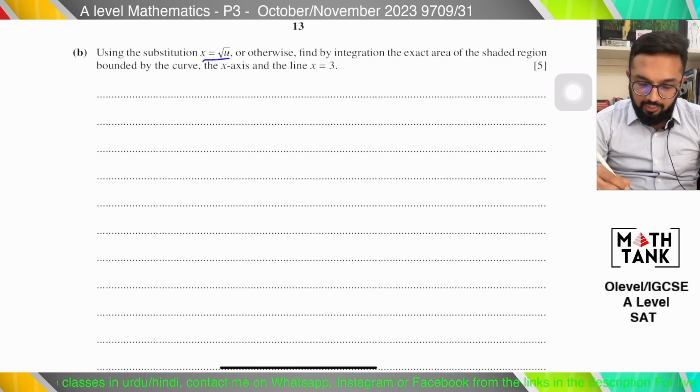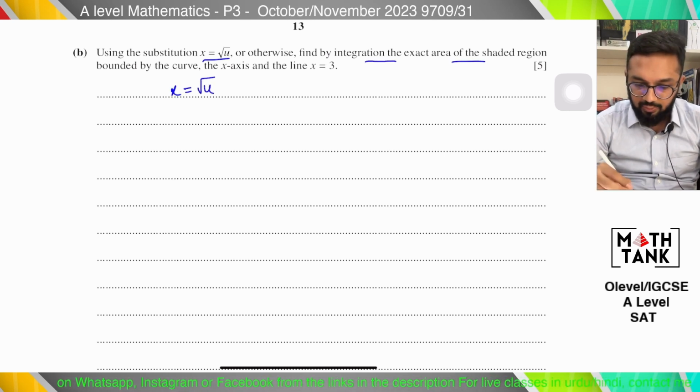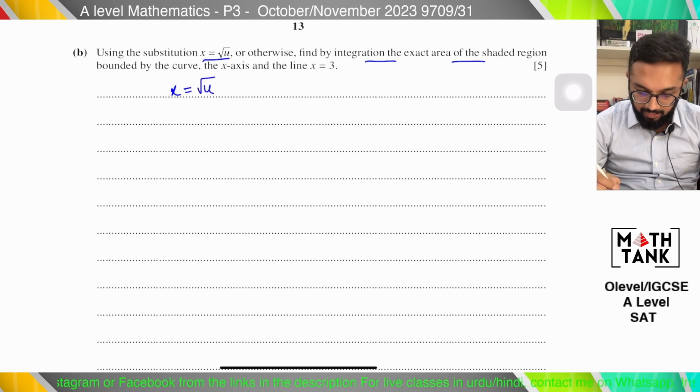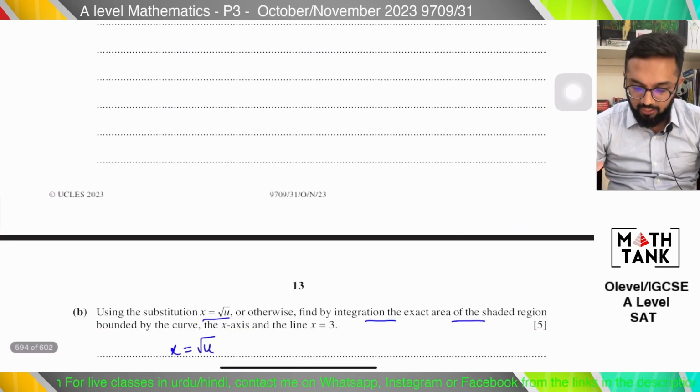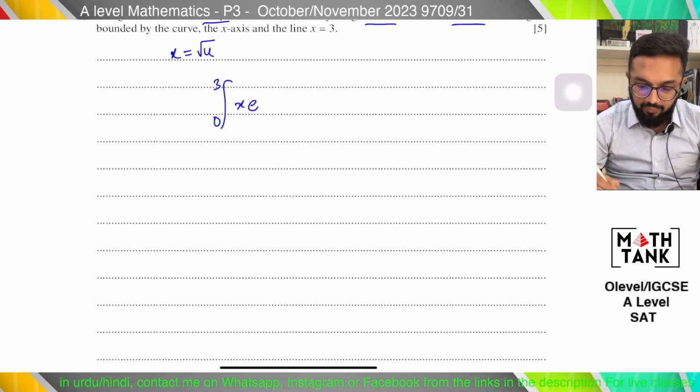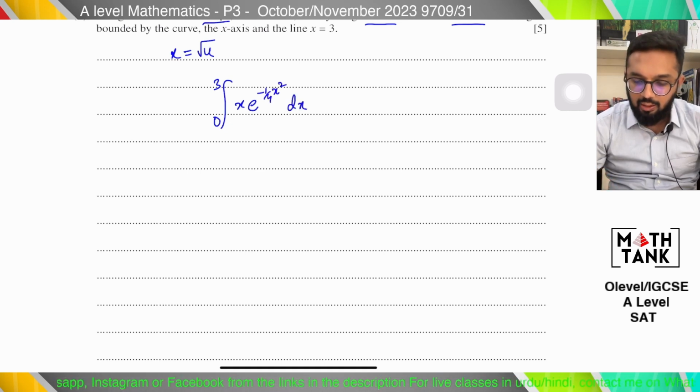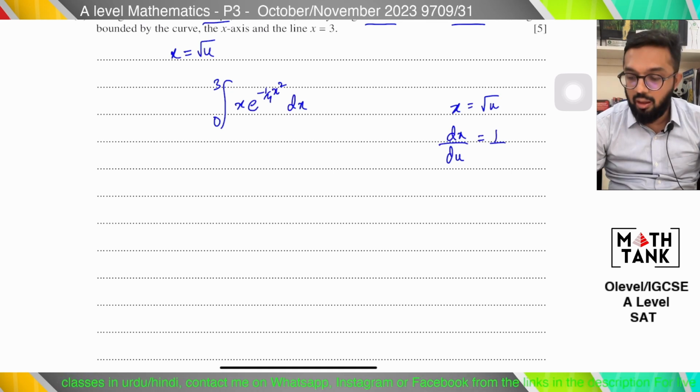Using the substitution x equals root of u, or otherwise, find by integration the exact area bounded by the curve, the x-axis, and the line x equals 3. So let's first write our expression for the area. It's going to be x e power minus 1 over 4 x squared dx. What is the substitution that we have? x equals root of u. So let's also differentiate. dx over du will give me half u power minus half.